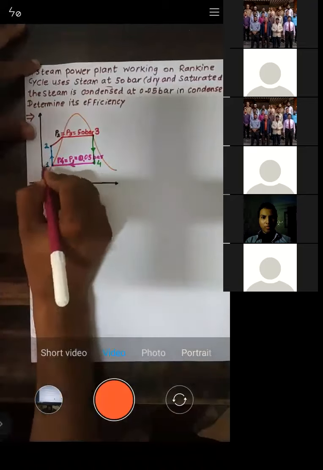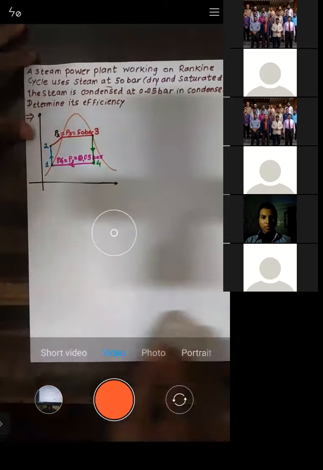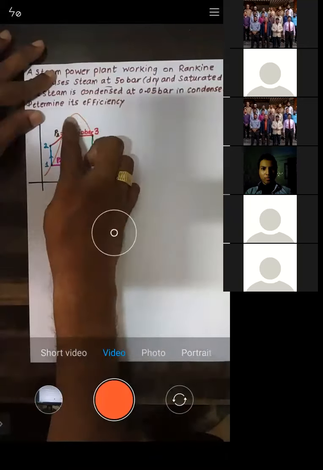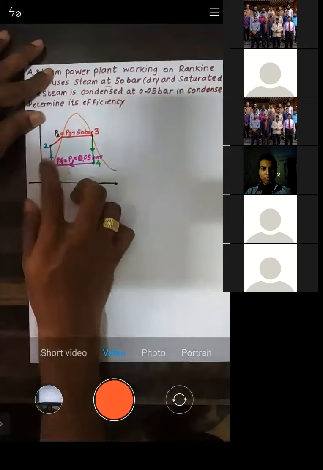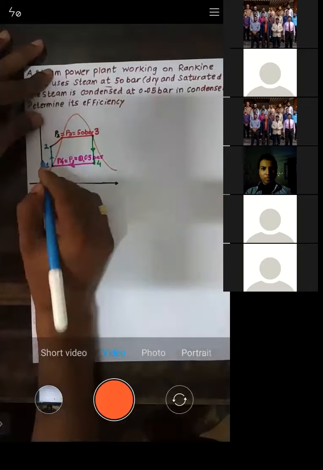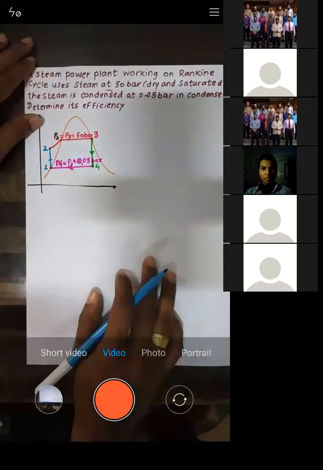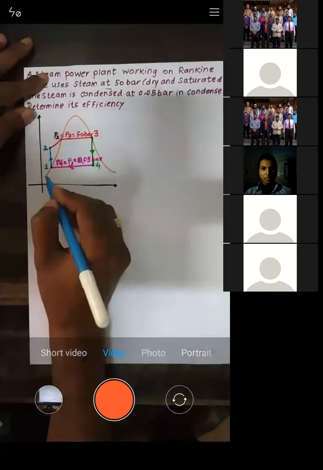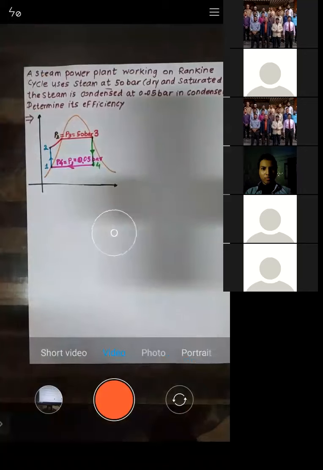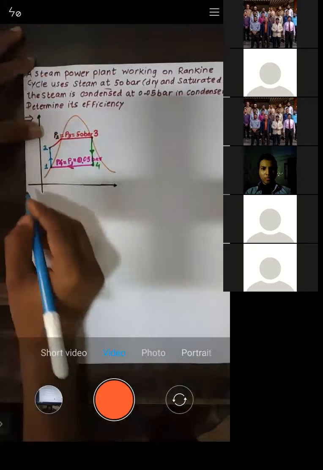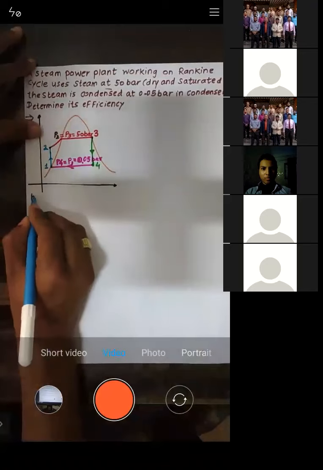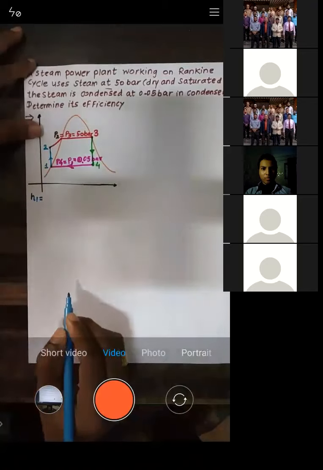If you see point number 1, it is basically lying on which line? It is lying on the saturated liquid line. Point 1 is a liquid. At point number 1, the condition of the liquid is saturated liquid. So if point number 1 is lying on a saturated liquid line, how to calculate enthalpy H1?